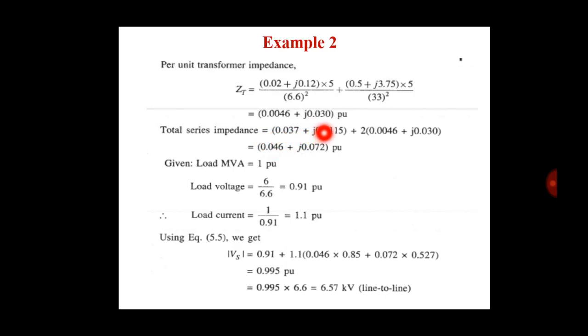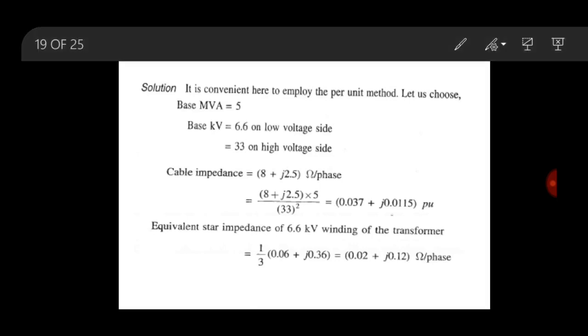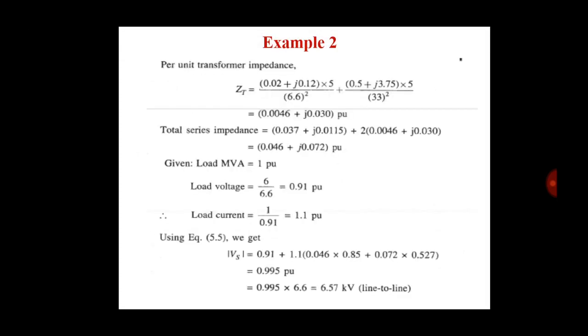Total series impedance means we find the cable impedance plus transformer both side impedance. That means the total impedance is 0.037 plus j0.0115, plus 2 into 0.0046 plus j0.030, which is equal to 0.046 plus j0.072 per unit. Okay, so load MVA is equal to 1 per unit, given.